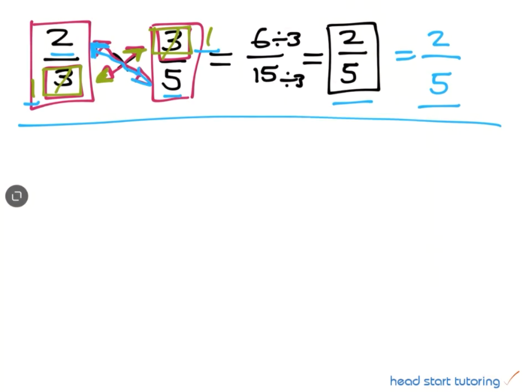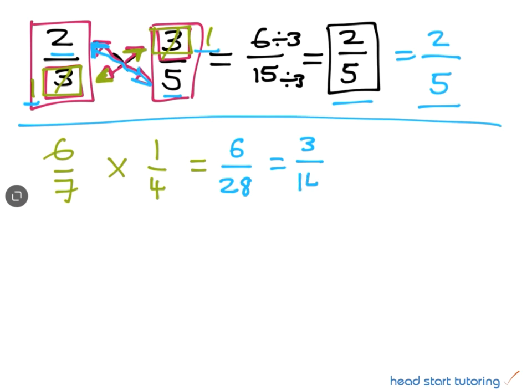Right, let's have a look at 6 over 7 multiplied by 1 over 4. So what we can do is say 6 times 1 is 6. 7 times 4 is equal to 28, because we're just multiplying our numerators and then multiplying our denominators. So 6 over 28 we can simplify. Let's divide them both by 2. So 6 divided by 2 is 3. And 28 divided by 2 is 14.